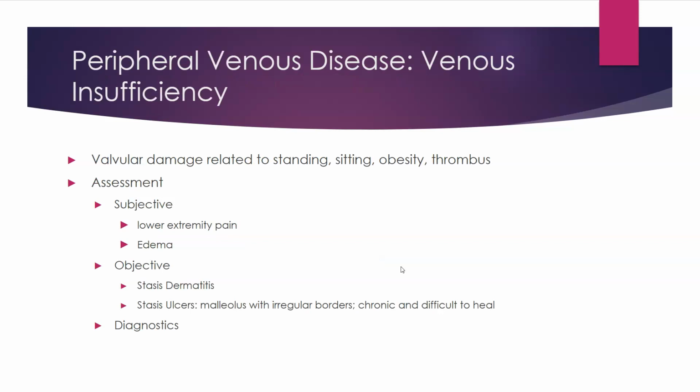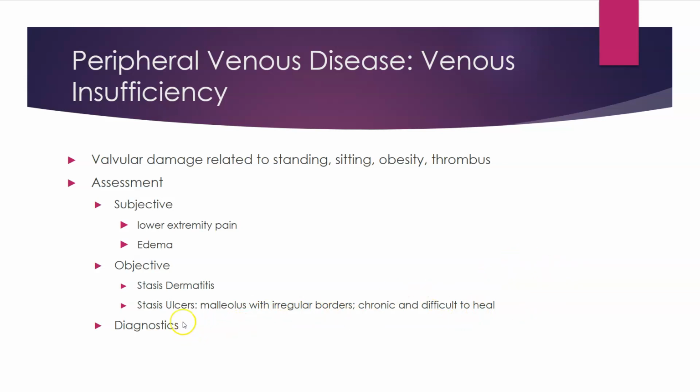So venous insufficiency. This is valvular damage caused by standing, sitting, obesity, thrombus. So this is going to look like they've got lower extremity pain, usually a lot of edema with that, and you're going to see a stasis dermatitis, so redness, itching. You're going to see ulcerations. With this one, stasis ulcers are pretty pathognomonic, with irregular borders, but it's on the medial malleolus, so it's on the inside ankle bone. And if you're starting to see that, that's really indicative of this type of venous insufficiency. Tends to be chronic and difficult to heal, which is not much fun.